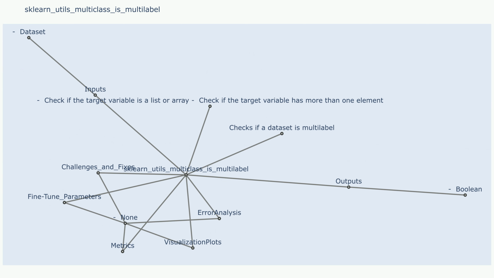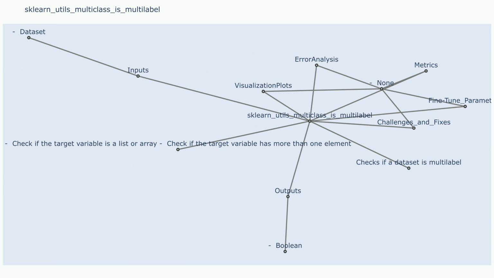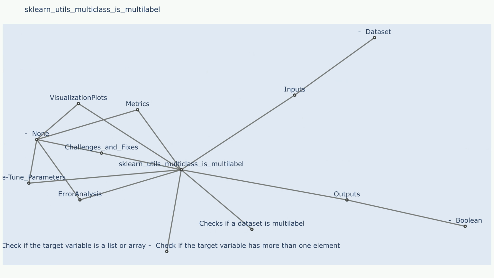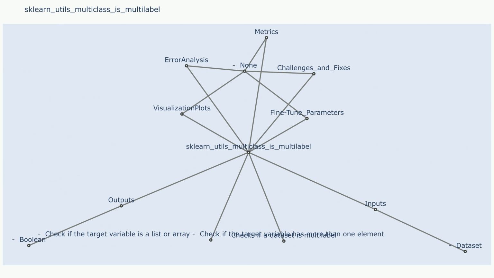Steps. Analyze data structure. The function examines the input data structure, y, to determine if it represents a multilabel dataset. It looks for characteristics like the presence of multiple labels per sample or data structures that allow for multiple labels per data point. Metrics: none. This function doesn't involve any specific metrics for evaluation, as it simply checks for a specific characteristic in the dataset.